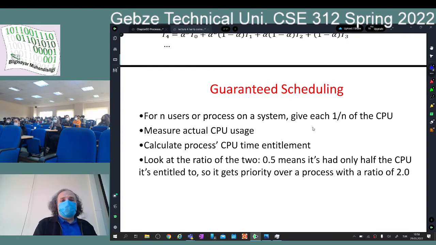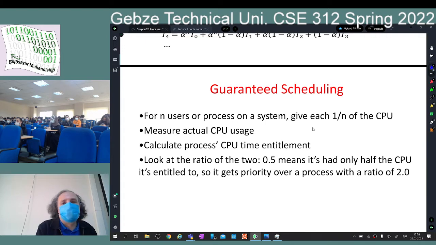Okay, another scheduling algorithm is this. Forget about the processes. If I have a CPU, and I have n users, or maybe for each user there is a process, I am going to give you 1 over n of the CPU time for each user. And I'm going to measure the actual CPU usage. Depending on the CPU usage, I am going to change the process's priority depending on how much it is using. So it's called guaranteed scheduling.